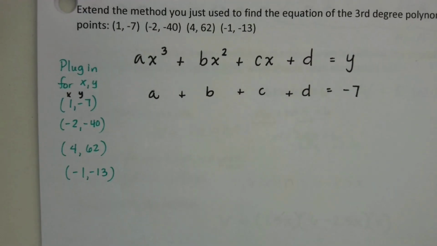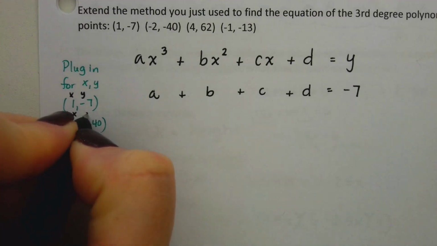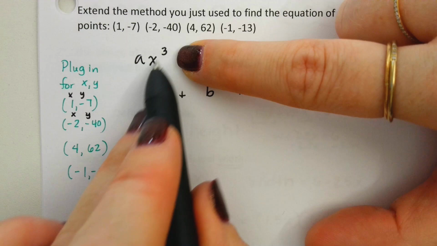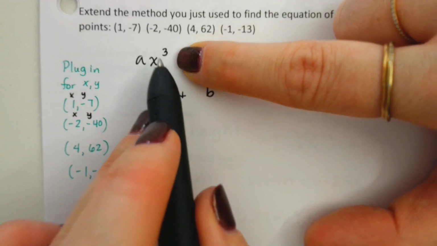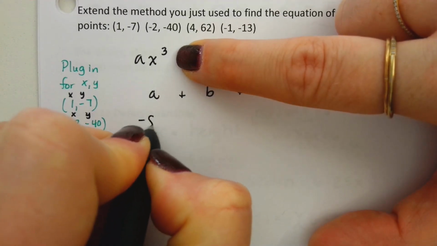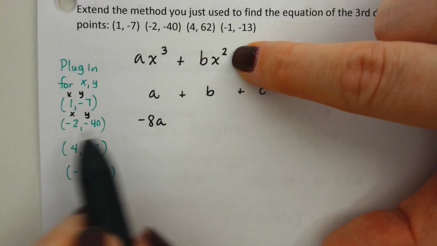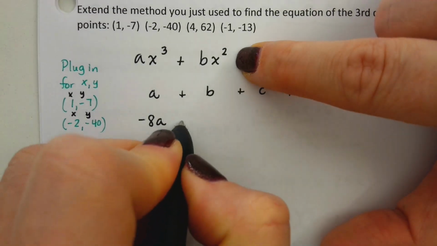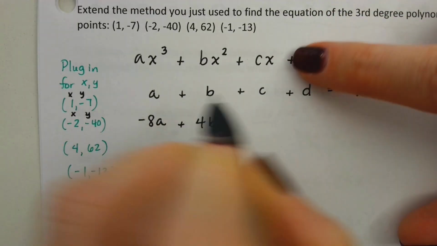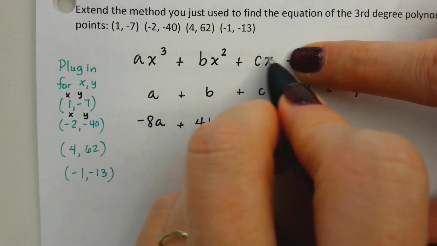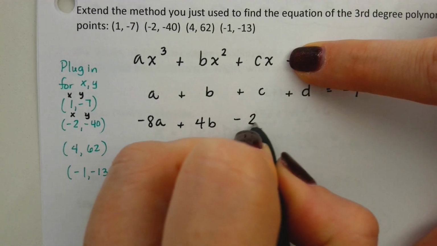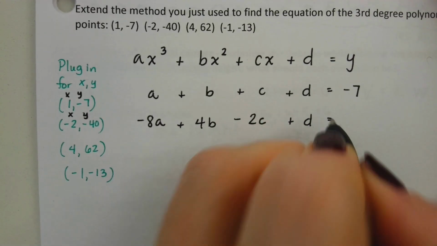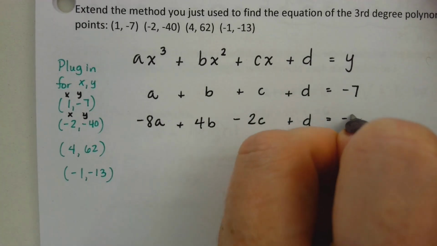Okay, for the second one, we're plugging in -2 for the x. -2 to the third power is -8. Right, -8 times a is -8a. -2 squared is 4, so that's plus 4b. C times -2 is negative 2c. And then just write the d equals what y variable? Negative 40.